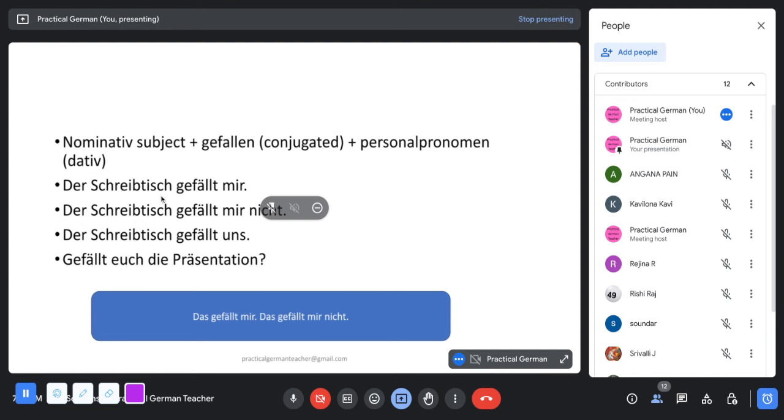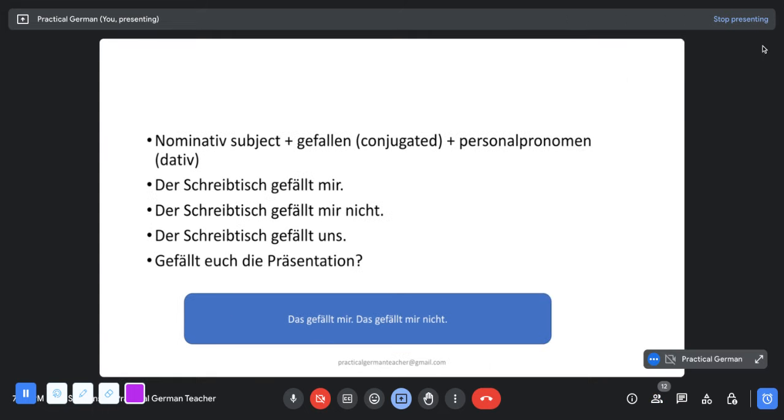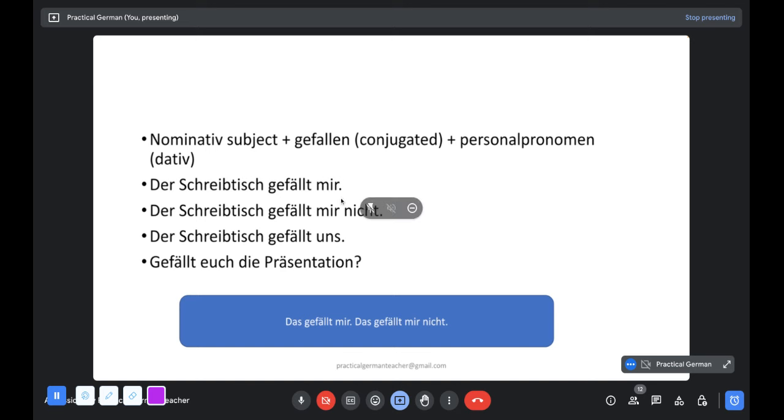Sundar, can you read? Okay, no problem. Suraj, you there? Can you read? Der Schreibtisch gefällt mir, der Schreibtisch gefällt mir nicht, der Schreibtisch gefällt uns, gefällt euch die Präsentation. No, no, no. Read it like a German. Gefällt euch die... No, no, no.